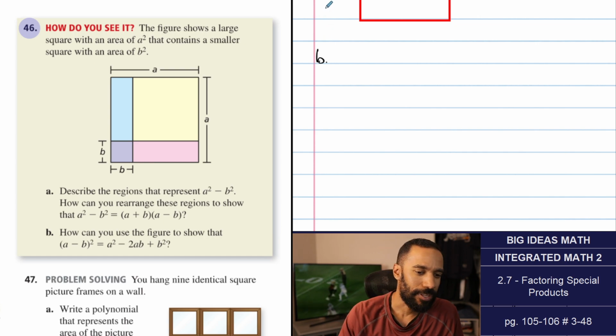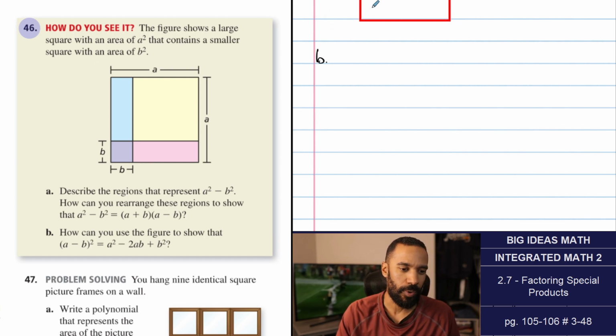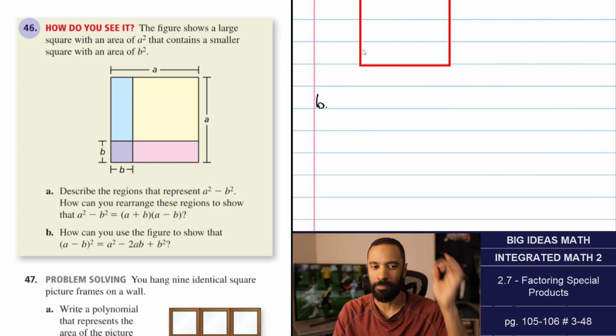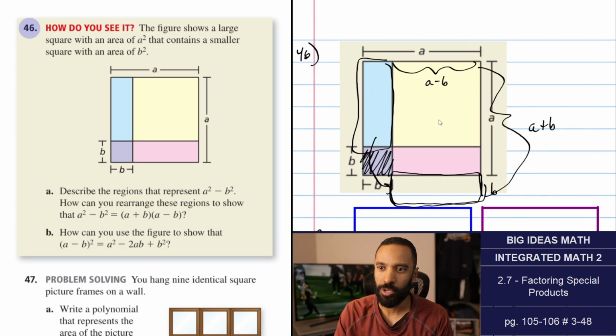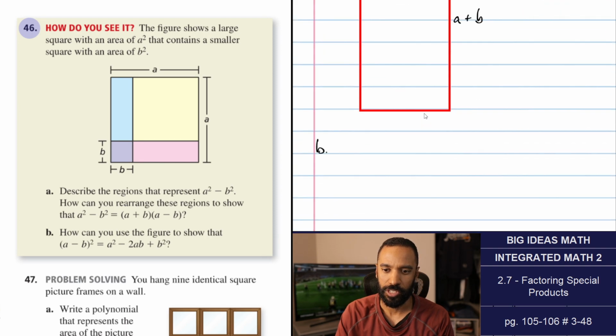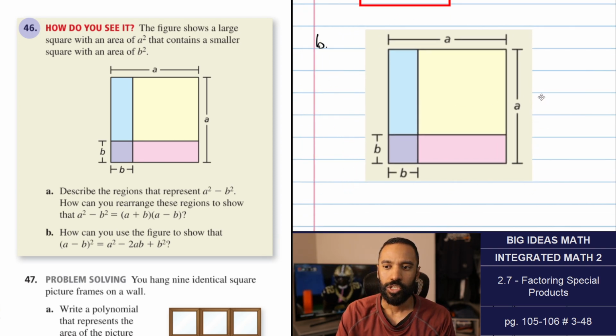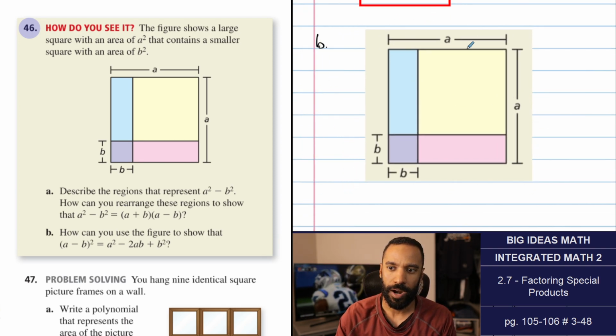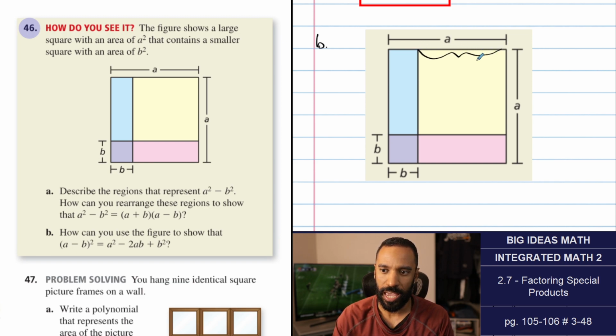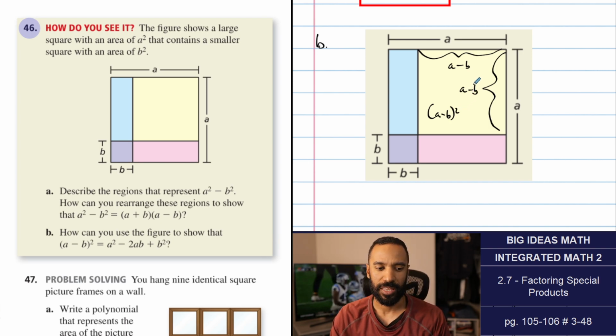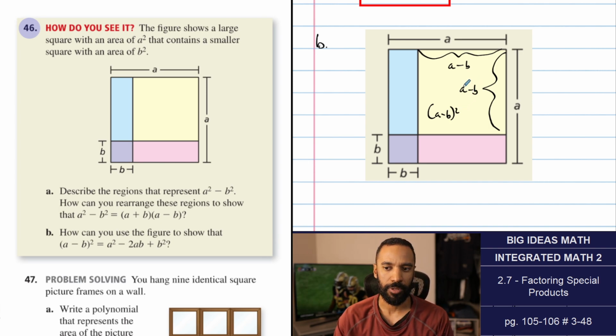Part B, how can you use the figure to show that a minus b squared equals a squared minus 2ab plus b squared? Let's go back to the original image. I'm going to copy and paste it and see how we can talk about that. So a minus b quantity squared, keep in mind this guy here was a minus b. That must mean that this guy is also a minus b. So the yellow thing is your a minus b quantity squared. We have to figure out how to represent this as a squared minus 2ab plus b squared.